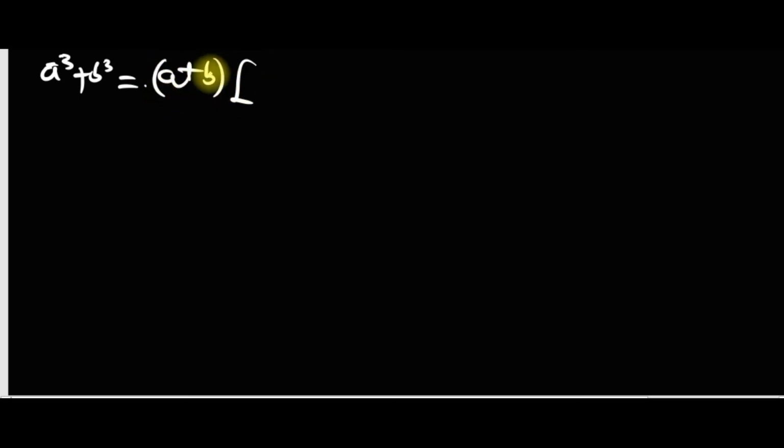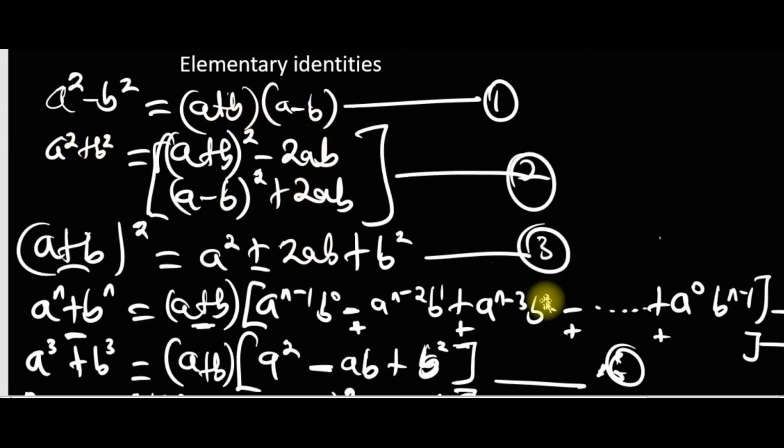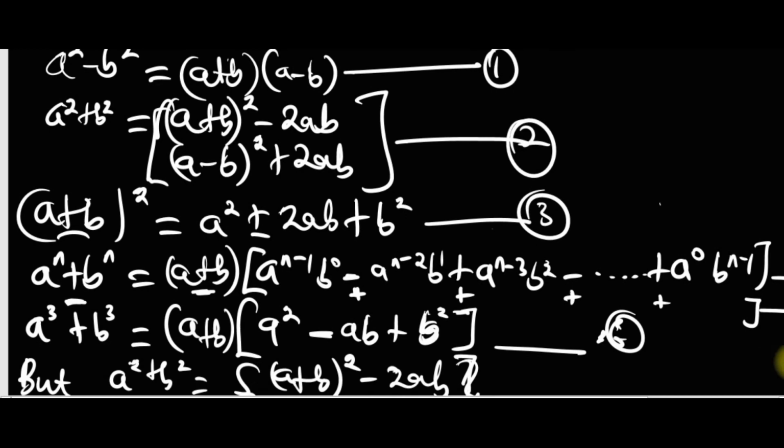Remember, using the second one, I'm replacing a squared plus b squared with a minus b all squared plus 2ab. Finally, minus ab. Do you get what I'm doing? Remember, I told you we replace a squared plus b squared with this. So finally, minus ab. So that's what I did.